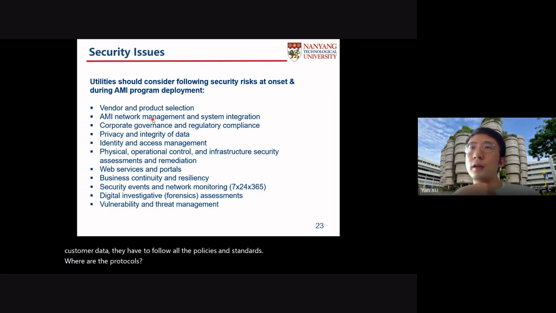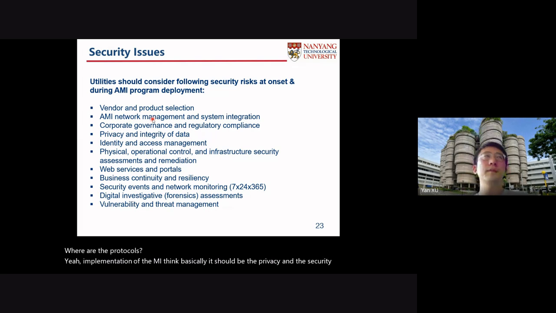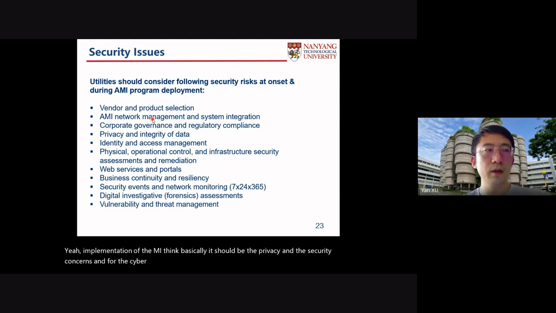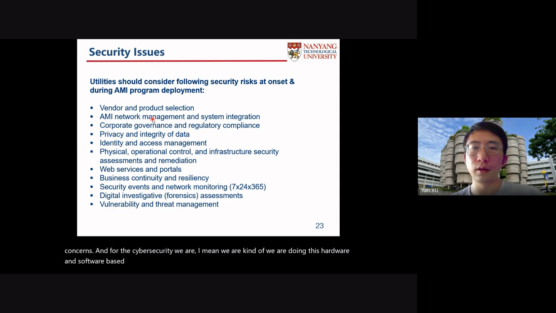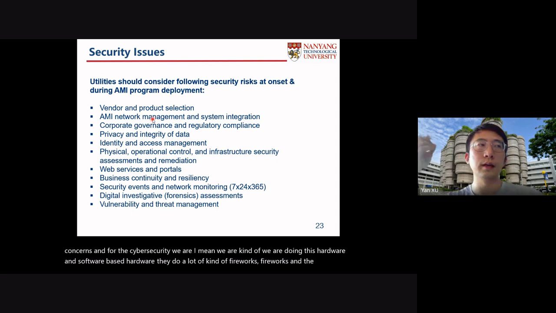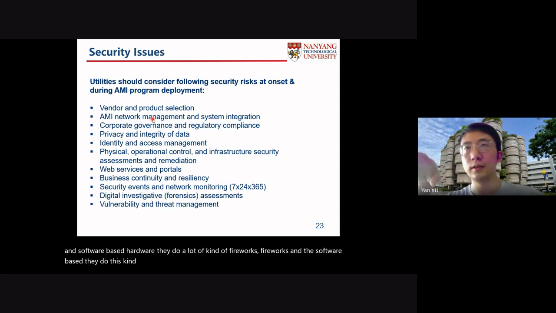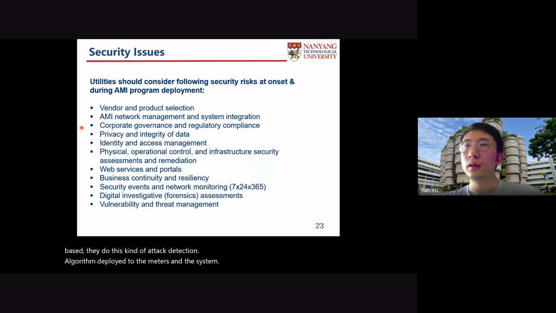For the implementation of the AMI, I think basically it should be the privacy and the security concerns. And for the cybersecurity, they are doing this hardware and software based. For hardware, they use a lot of firewalls, and for the software based, they deploy attack detection algorithms to the meters and the system. Yeah, I think that is one.